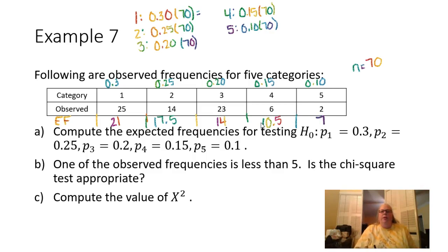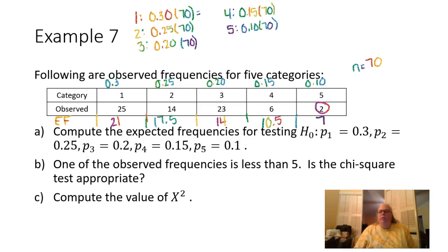All right, so the bottom row down here, this is our expected frequencies. This is part A. Part B, one of the observed frequencies is less than 5. They're talking about this one right here. Is the chi-square test appropriate?